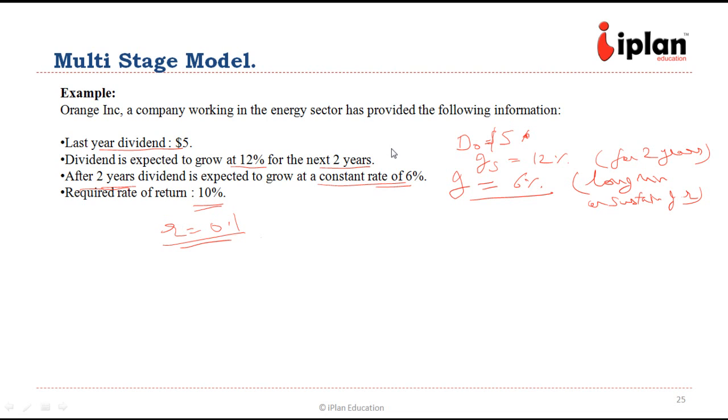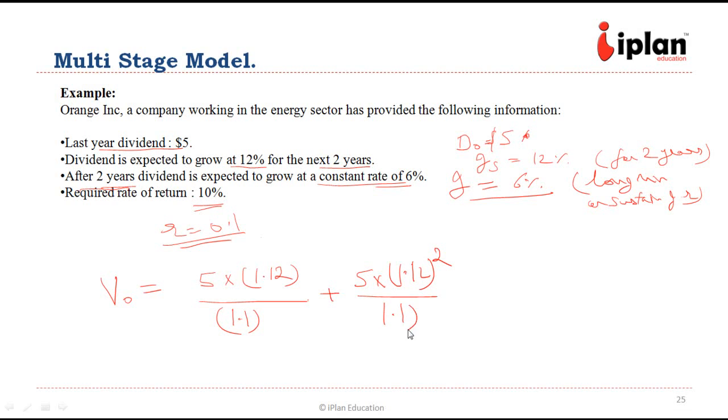So the value is going to be, first we will take all the dividends. The first year dividend is going to be 5 into 1.12, which is the short run growth rate, divided by 1.1. This is for the first year. Now let us look at the dividend for the second year. It is going to be 5 into 1.12 squared. Then it has to be discounted, so 1.1 to the power 2. So these are the two dividends.